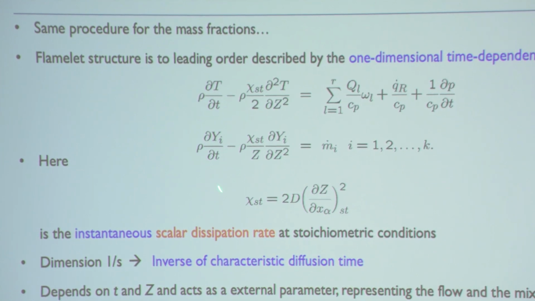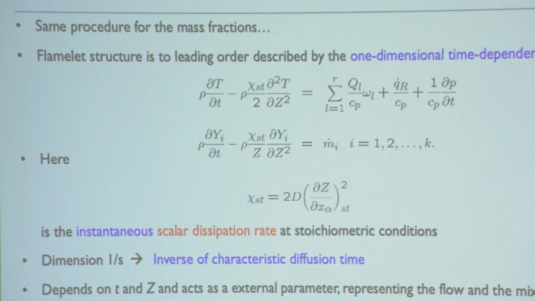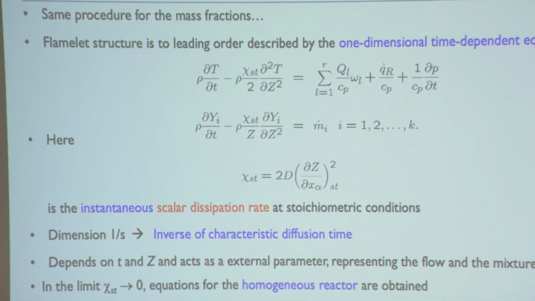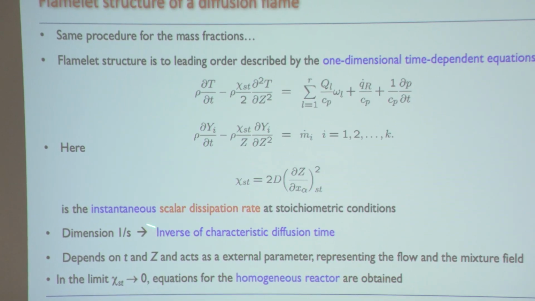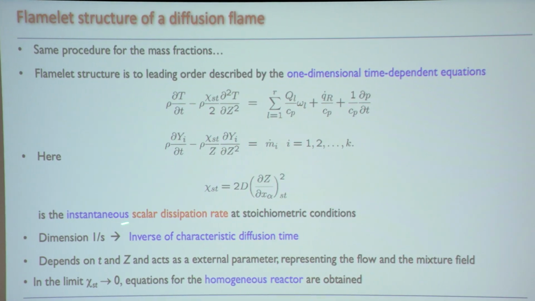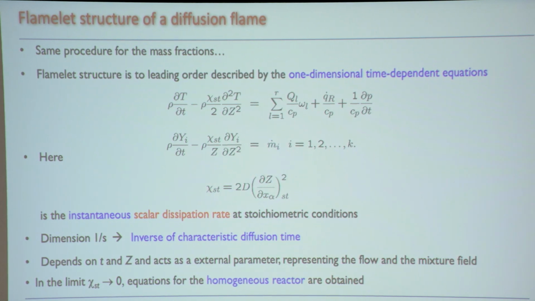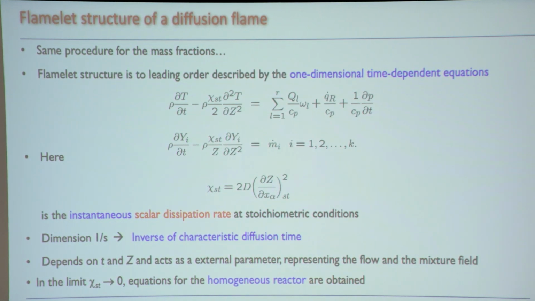So this carries all the effect of the velocity field on the flame structure. It's all captured somehow in the dissipation rate. The dissipation rate here, just like the strain rate, has dimensions of inverse time. This diffusion coefficient has units of meter squared per second. Z is non-dimensional, and this has units of 1 over meter squared, so the whole thing is 1 over second. So this is an inverse time.